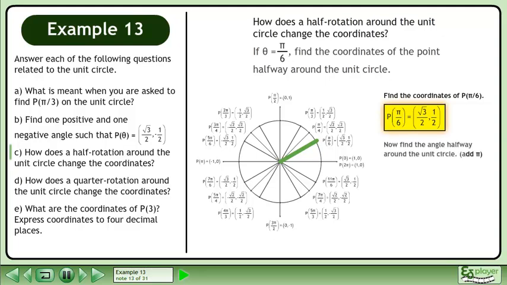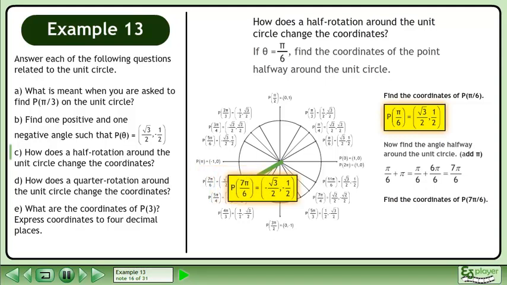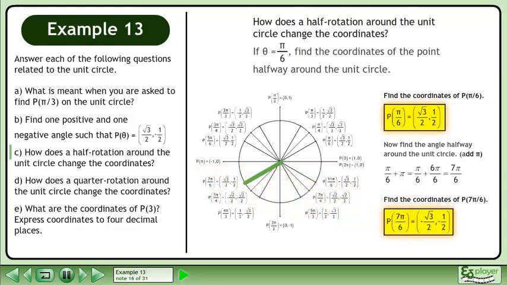Now find the angle halfway around the unit circle. We can calculate this by adding pi to our current angle. Pi over 6 plus pi equals 7 pi over 6. Now find the coordinates at 7 pi over 6. They can be found on the unit circle.